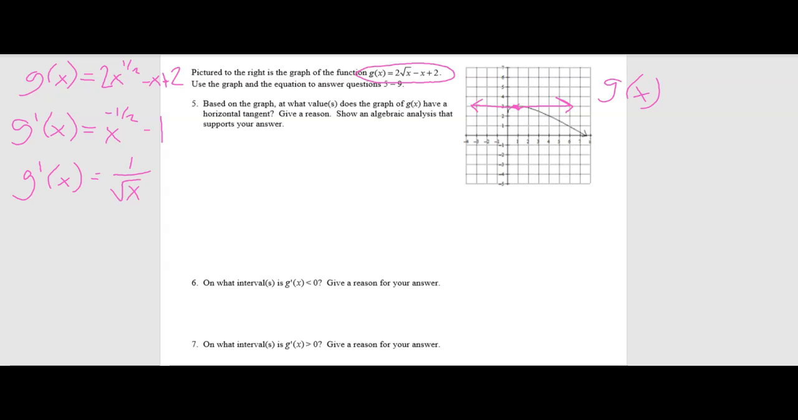If you're not sure about that algebraic manipulation, you may want to pause the video and think through that, how we change negative exponents to positive exponents, then go from exponents to radicals.